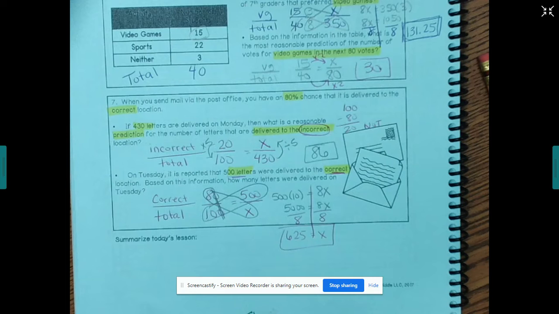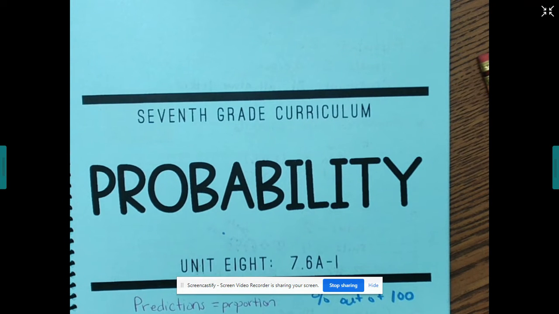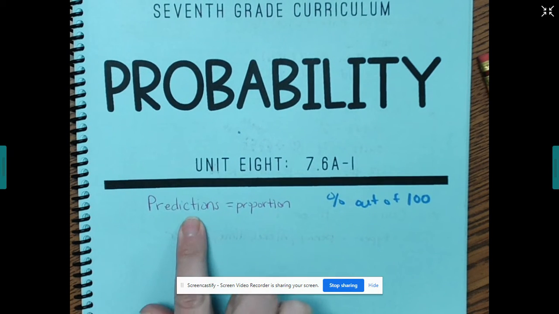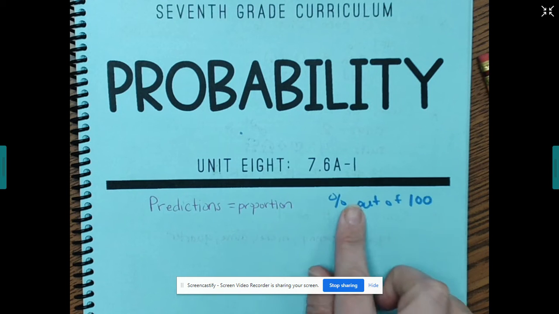Okay? Now, really quick, if you turn back to the title page of this unit, it's called probability. Turn to page 42. If you're in my class, we have them labeled. If not, just turn to the word probability. It's like 5 or 6 pages back. It looks like this, probability. Okay? I want you to write that predictions equal proportions, and that percent means out of 100. Okay? Go ahead and do that for me really quick. We're going to walk through just a few more because I want you to feel comfortable before I let you go. Okay?